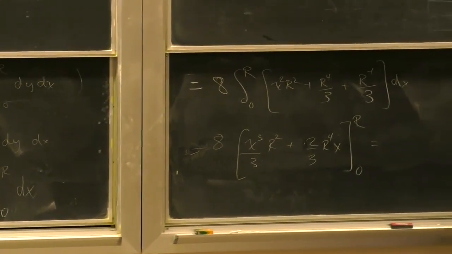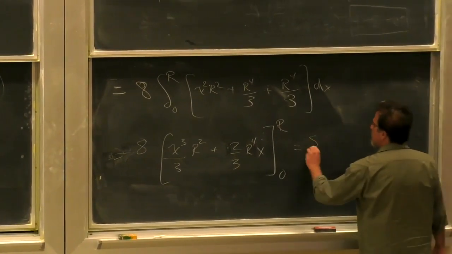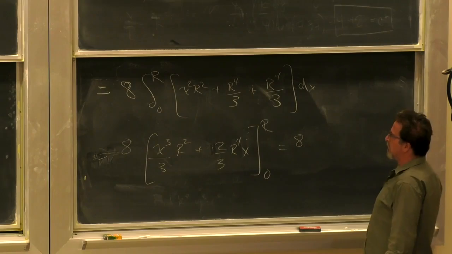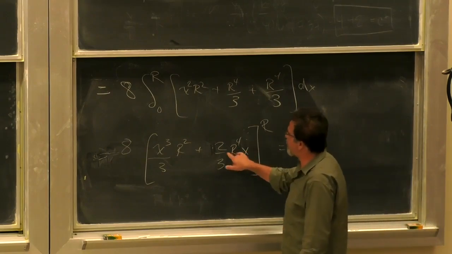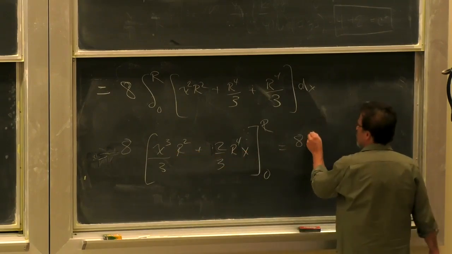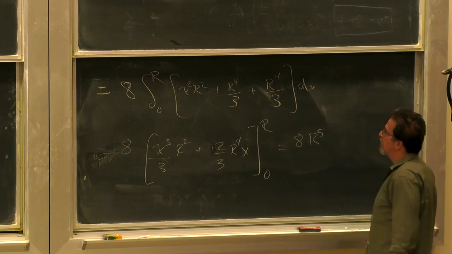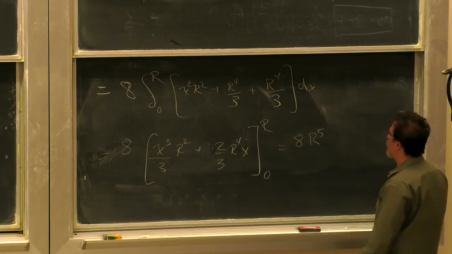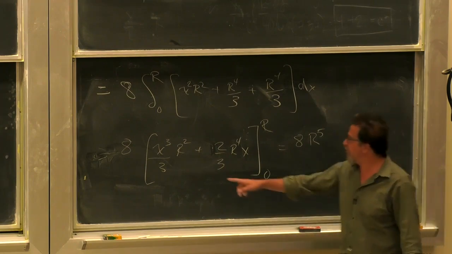So this is 8. And this is going to be r to the 5th. And this is r to the 5th. That's cool. And it looks like I've got 1/3 plus 1/3.